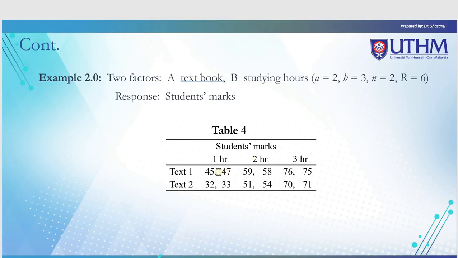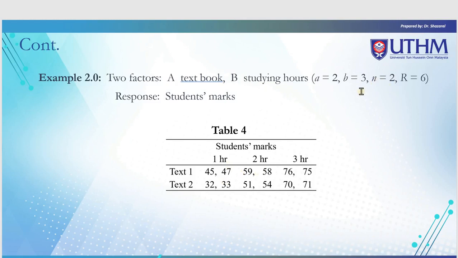And then for each run, we have 2 observations. For example, for 1 hour of studying using textbook 1, there are 2 observation marks here. So there are 2 replicates for each combination of levels, which we call a run. For each run, we have 2 observations. That is what we call replicates. So replicates equal 2. You can see here there are 2 observations for each run.